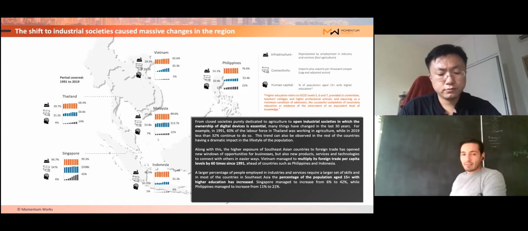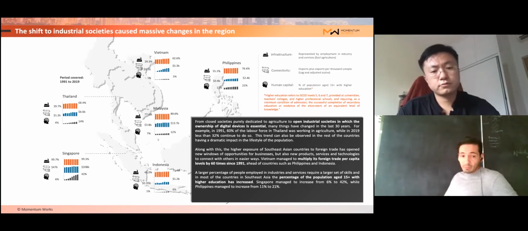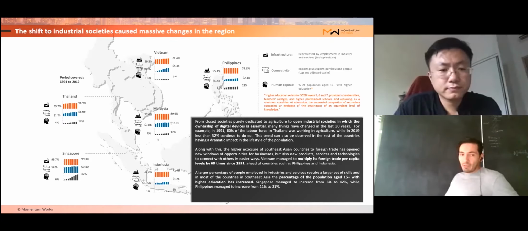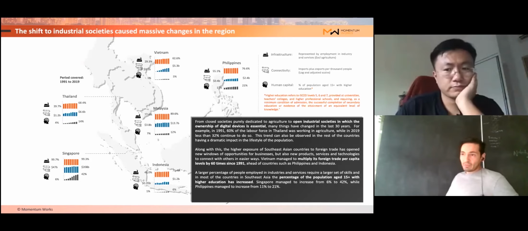So a lot of things have been improving, and also the trade per capita has been improving. Basically, this implies that companies and the country itself are much more connected, and the human capital, the education, and I think this is something we highlighted before, has also vastly improved. And in Singapore, I think this is very remarkable, in 1991, 6% of the population had a higher education attainment. But now that number is 42%. So that is impressive.